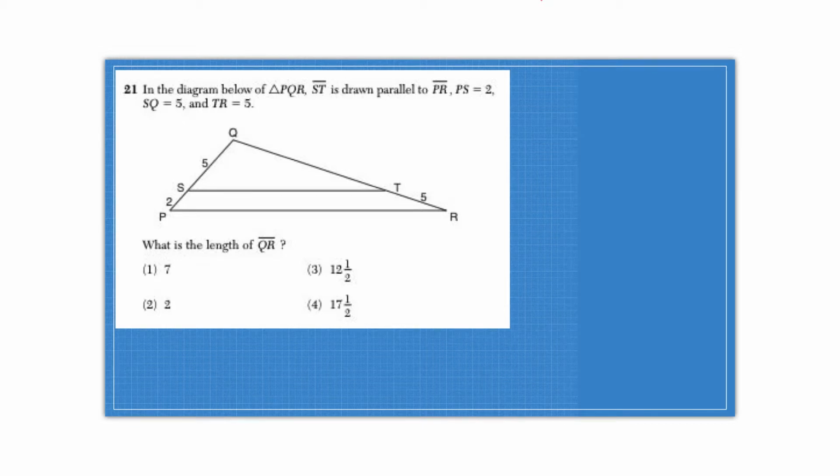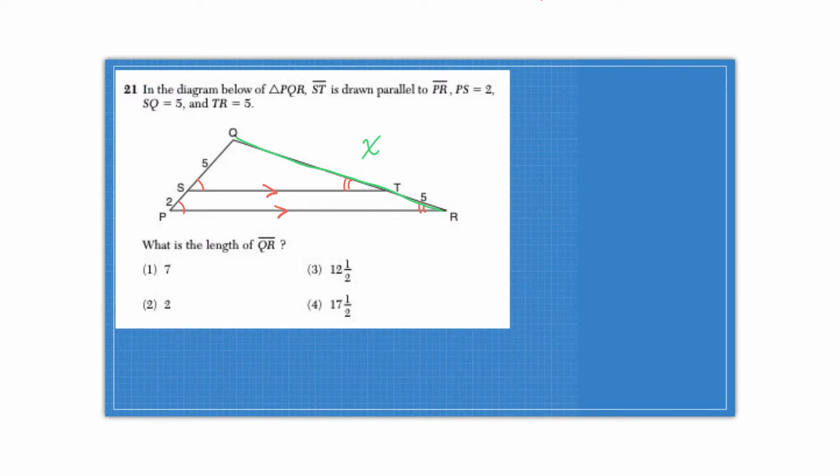Here we have another nested triangles problem, meaning a triangle inside of another triangle. And they tell us that ST is parallel to PR, which is really just another way of saying these triangles are similar because of AA, the corresponding angles being congruent. And so this definitely looks like a similar triangles proportion question where we're asked to solve for QR. That's what our variable is, QR, the whole segment.